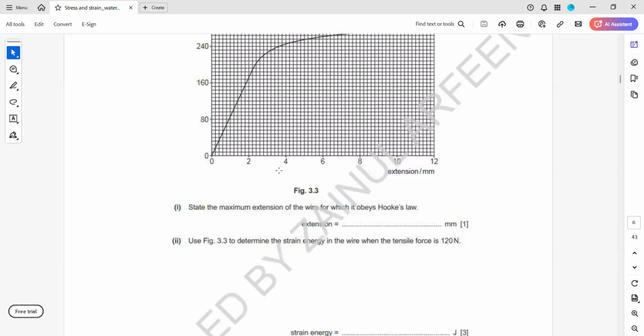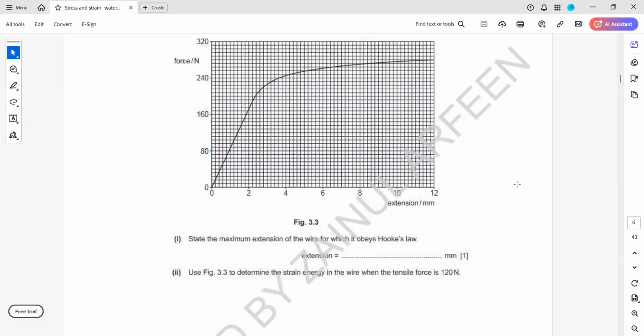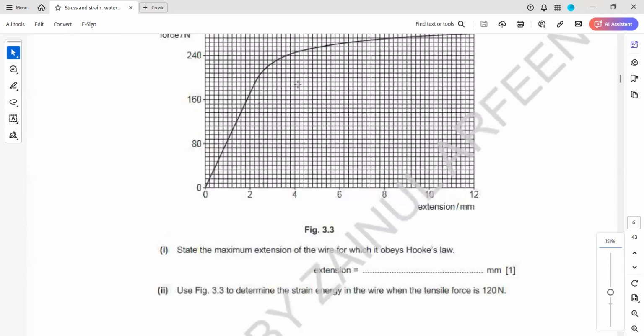Use figure 3.3, determine the strain energy at the force of 120. So if the force is 120, first we'll mark it. When the force is 10 boxes equals 80, each is representing 8. So this will be 88, 96, 104, and 112. And this looks like 120. So this is 120.